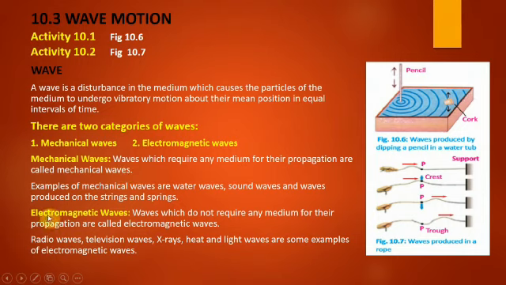On the other hand, electromagnetic waves are those waves which do not require any medium for their propagation. ऐसी waves जिनको move करने के लिए एक जगह से दूसरी जगह किसी medium की, solid, liquid या gas की ज़रूरत नहीं पड़ती. And these are electromagnetic waves which are opposite to mechanical, and the examples are radio waves, television waves, X-rays, heat and light waves. These do not require any material medium.